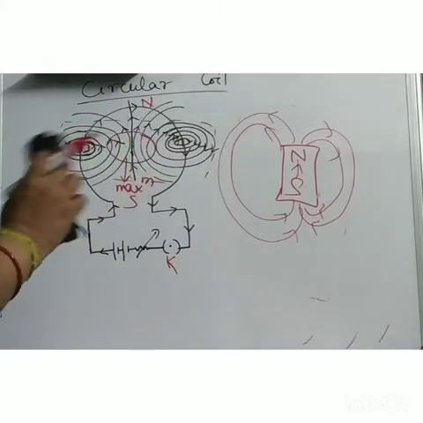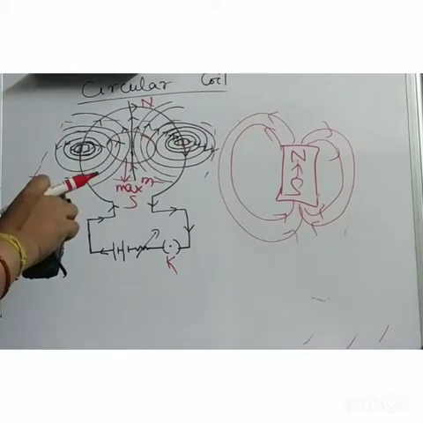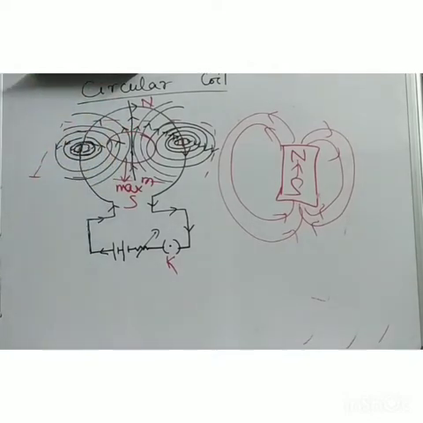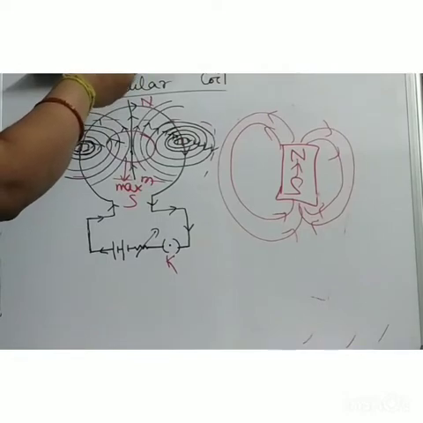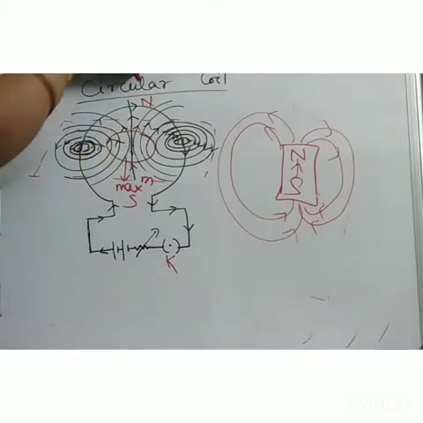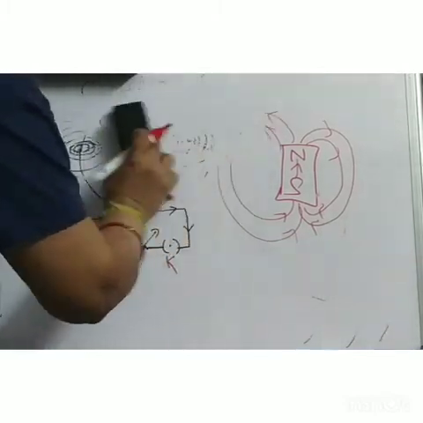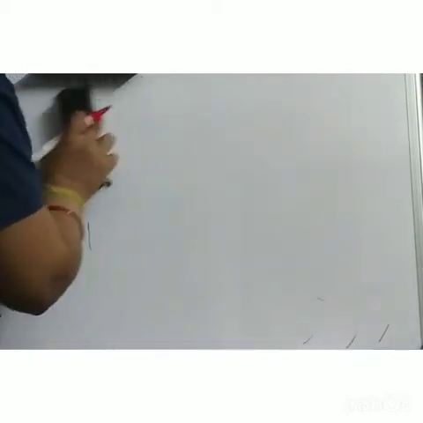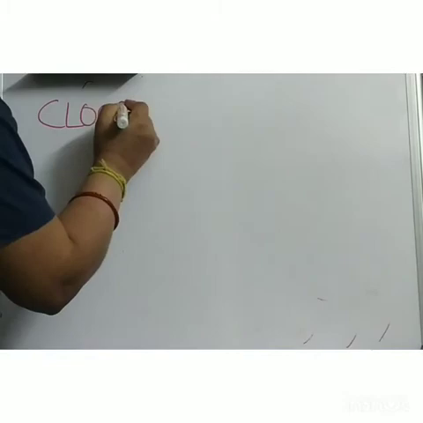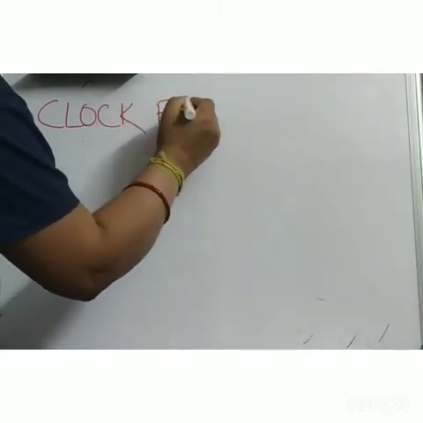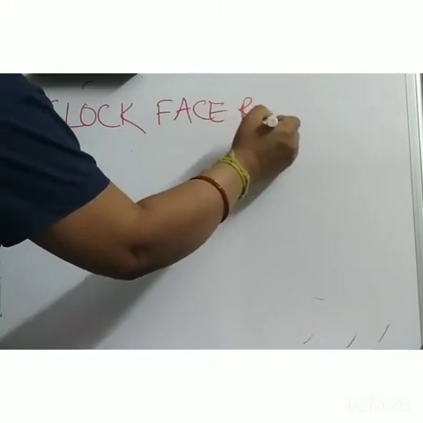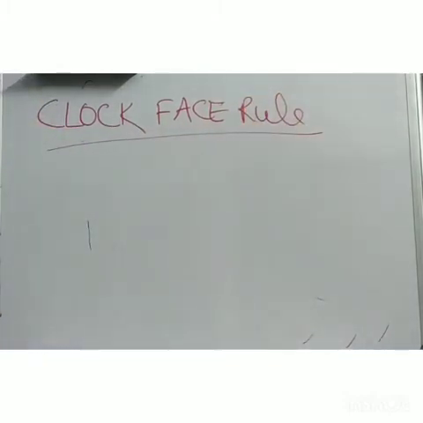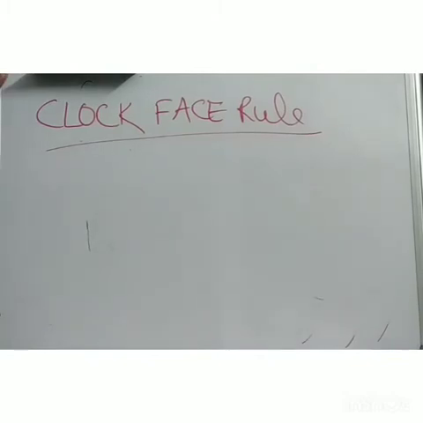Now we'll try to understand how to get the direction of the magnetic field apart from the right hand rule. The right hand rule, I think everybody is clear. Clockwise, anti-clockwise, in the last class we have discussed. Now another way to get the magnetic field is your clock face rule. Clock or simply clock rule. Clock face rule. What is this? Now we'll try to visualize.